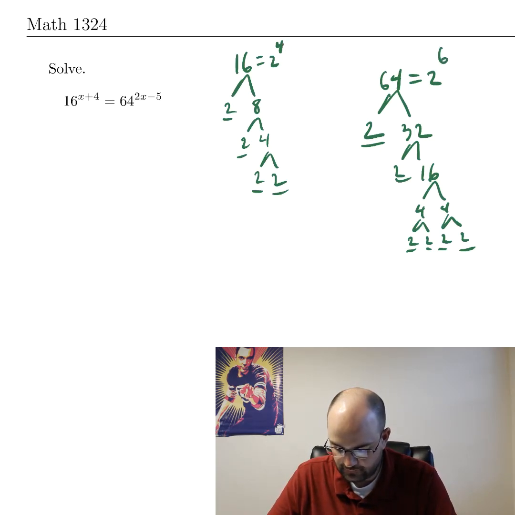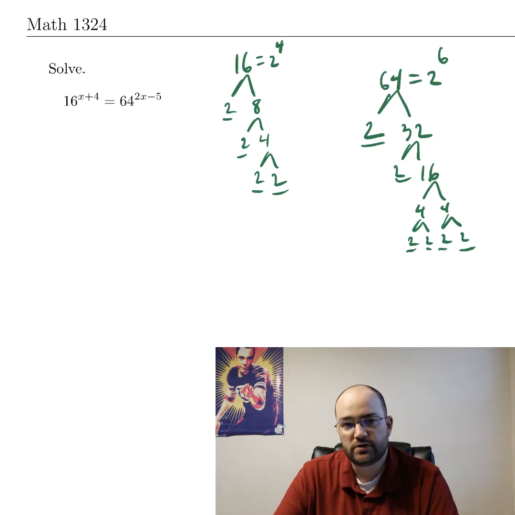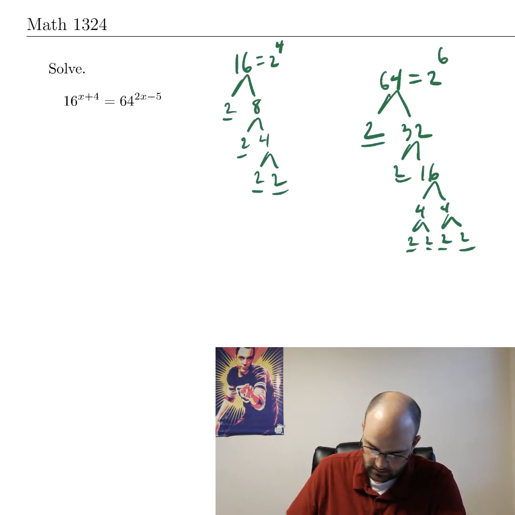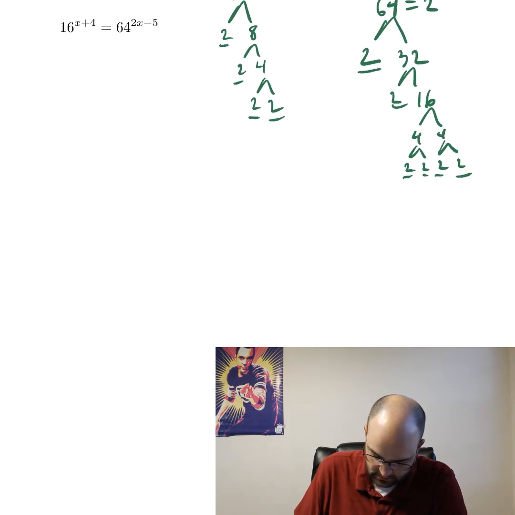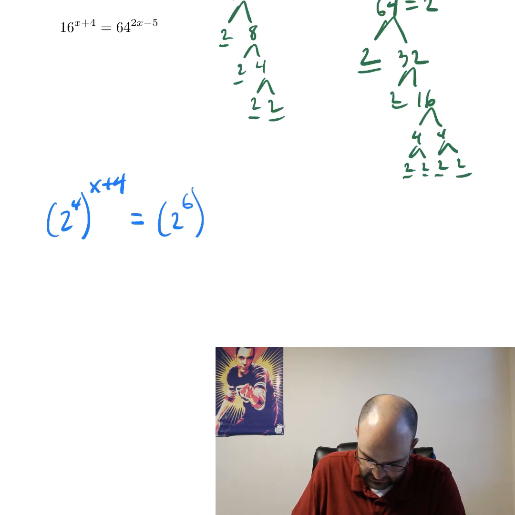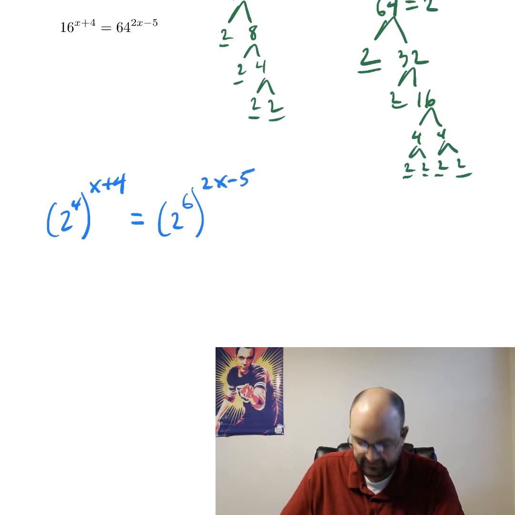Notice how we get 2 to the 4th and 2 to the 6th. So what I'm going to do is replace the 16 with 2 to the 4th power, replace the 64 with 2 to the 6th power. And that's going to give me 2 to the 4th to the x plus 4 is equal to 2 to the 6th to the 2x minus 5.